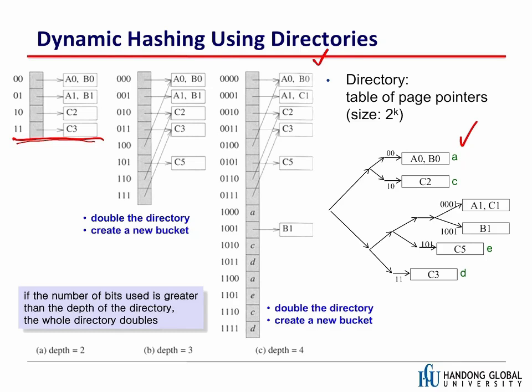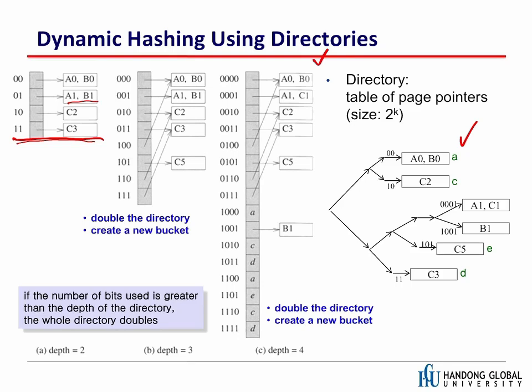Now we insert C5. Then C5 goes to this bucket. Then there is an overflow problem. Then what should we do? We double the directory.